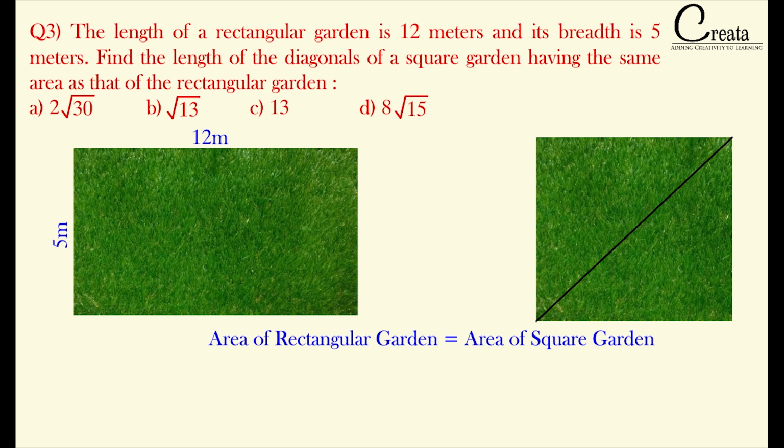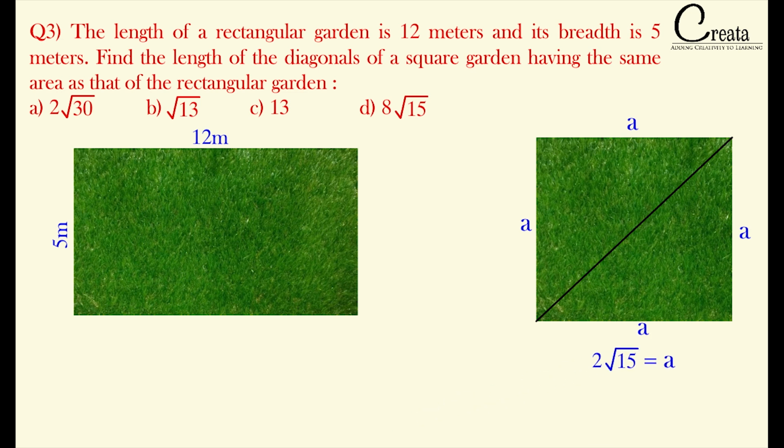Firstly, let's assume the side of the square as a. All the four sides of the square will be equal to a. Further, the area of this rectangle will be equal to length into width. That will be equal to 12 into 5, that is 60 meters square. Further, we know the area of the square is side square, that is a square. So we got 60 is equal to a square. So we got a, that is the side of the square, is equal to root of 60, that is 2 root 15. We got the side of the square as 2 root 15.